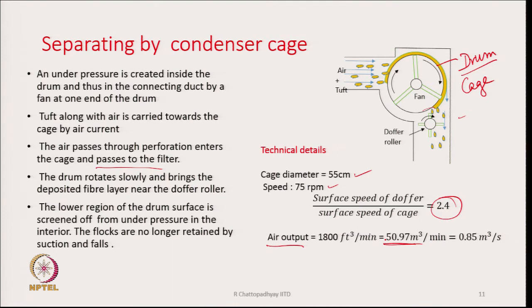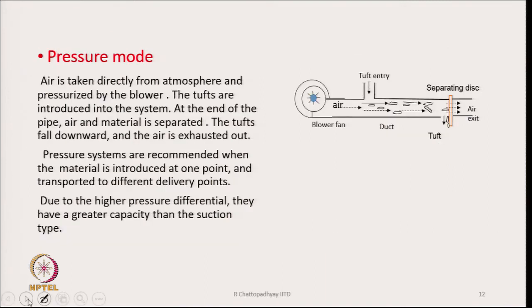So, either the Shirley wheel or a condenser cage is used to separate out tufts from air. In the pressure mode of transport, what do we do? The air is taken directly from the atmosphere.